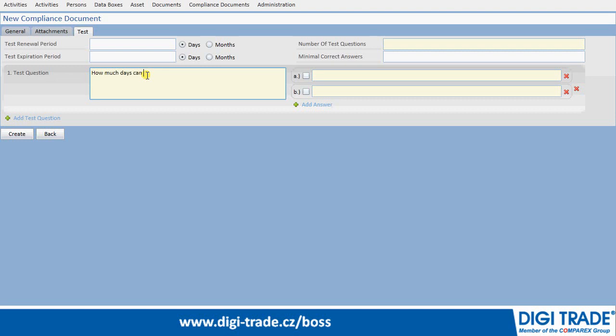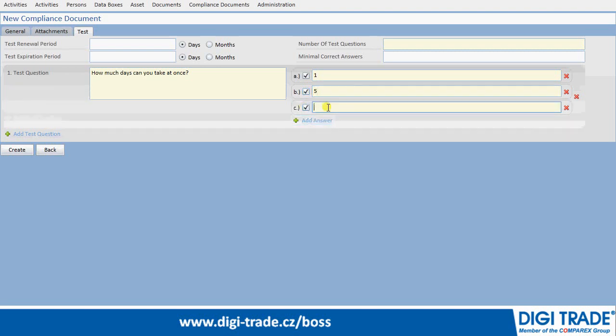For each directive, you can specify test questions and include the correct answers. A test is generated for each employee, which can contain just a few questions, and each test is unique. You can also specify the period after which a new test is generated, so that people can be tested at regular intervals.